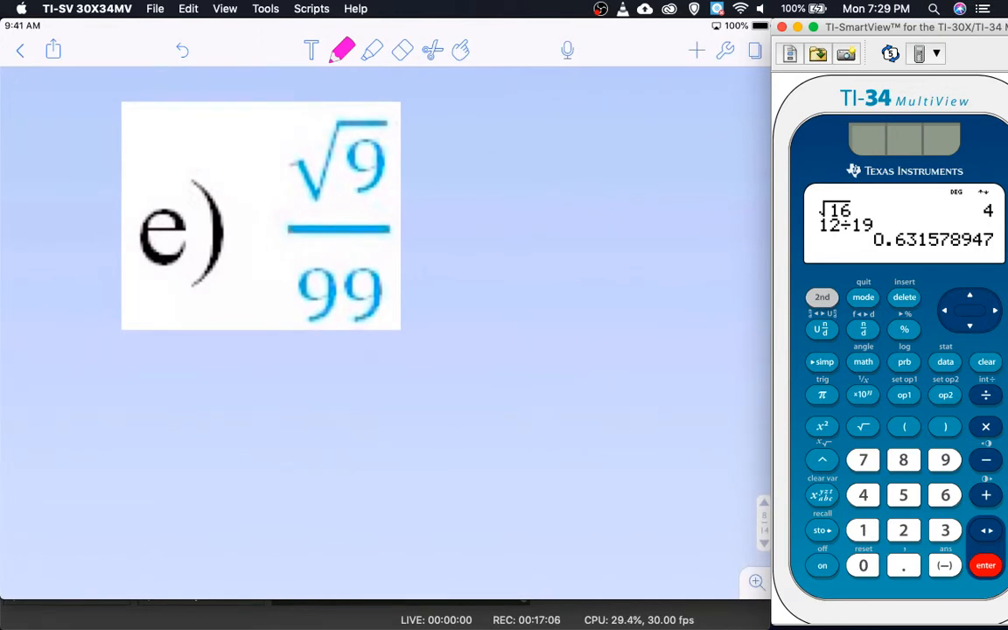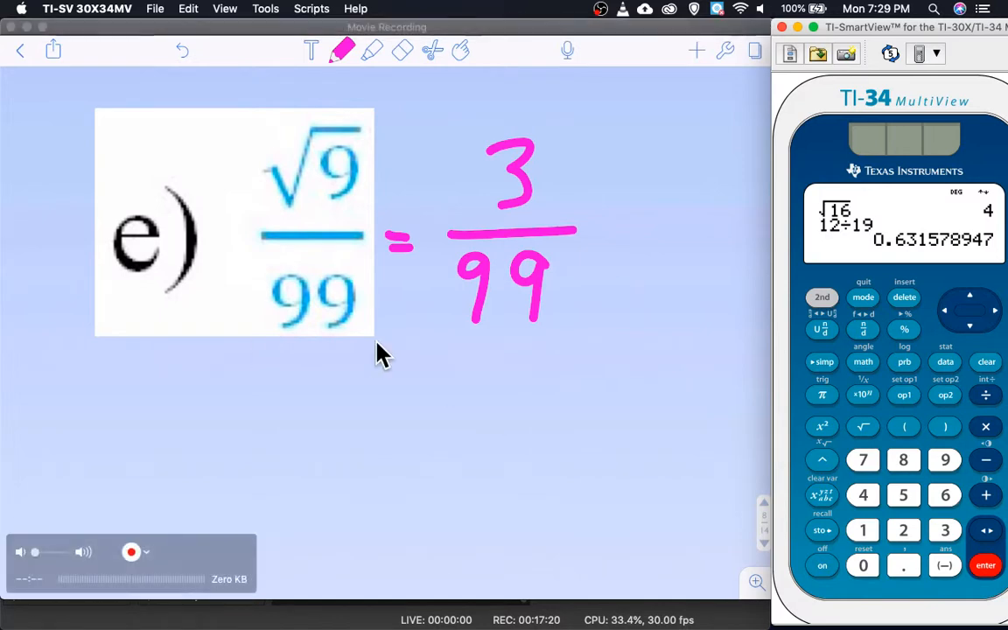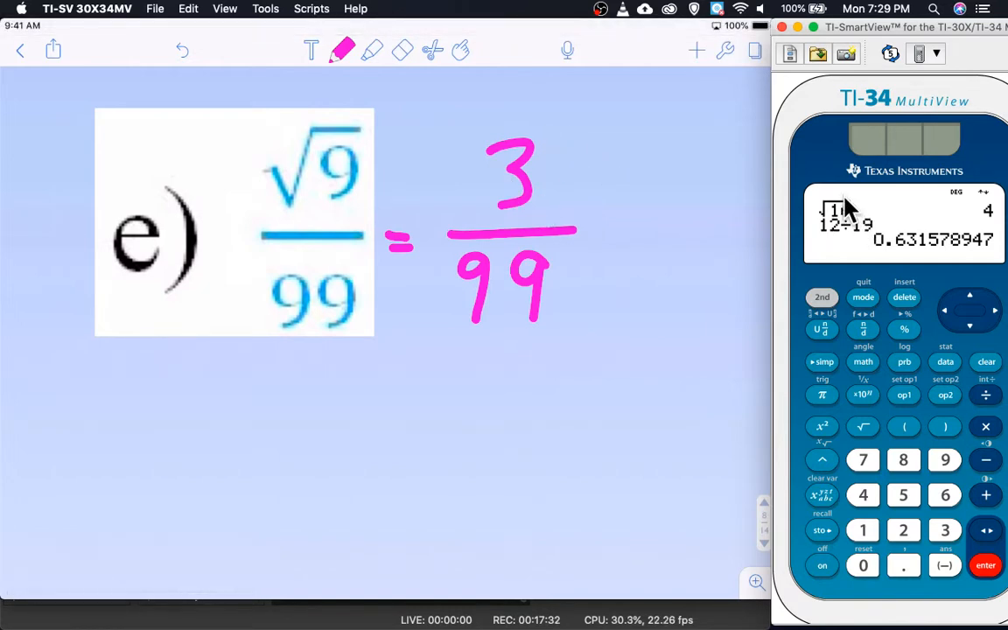Letter E. I could do a bunch of this in my head. Things I know: I know the square root of 9 on top is 3. I can see that this is a 99. That means I know that there are going to be 2 digits being repeated, because that was the thing that showed you how many digits were being repeated. Now you might be looking at that going, but wait a second, I've only got 1 digit up top. How can 2 digits be repeated?